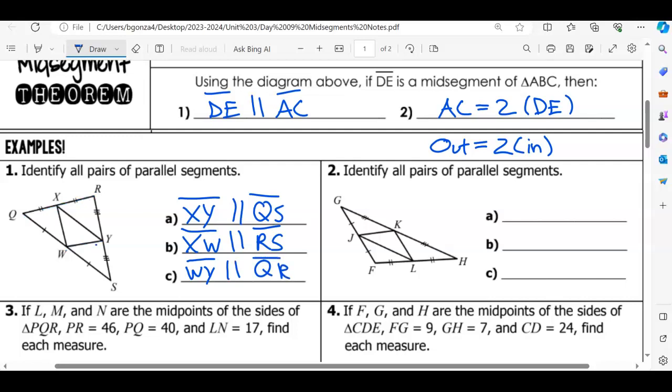Now I can label that with arrowheads, right? So we said XY, one arrowhead, is parallel to QS with one arrowhead. XW, we can put 2 arrowheads, is parallel to RS with 2 arrowheads. WY, 3 arrowheads. Cool. So the 1s are parallel, the 2s are parallel, the 3s are parallel, right?